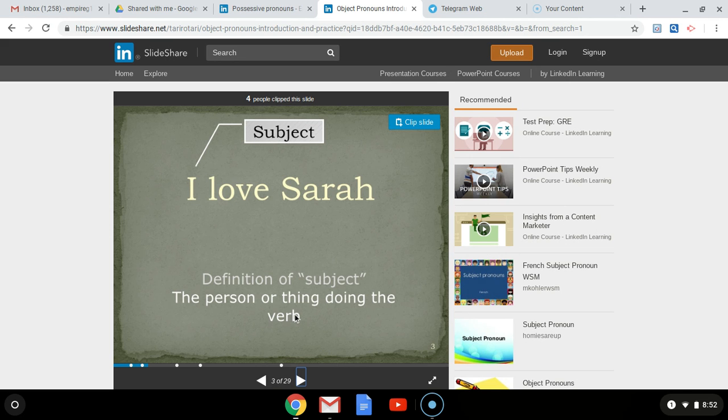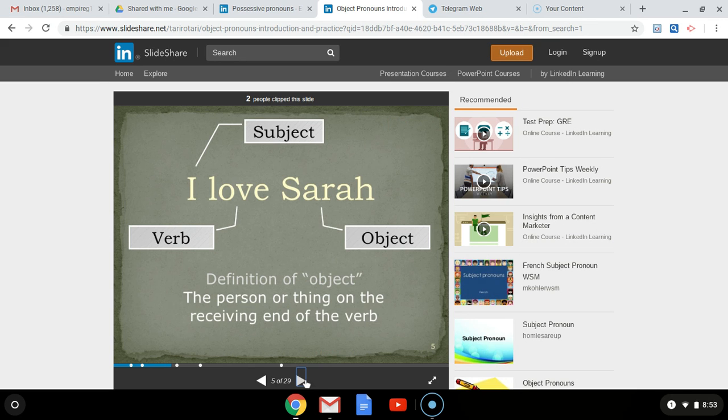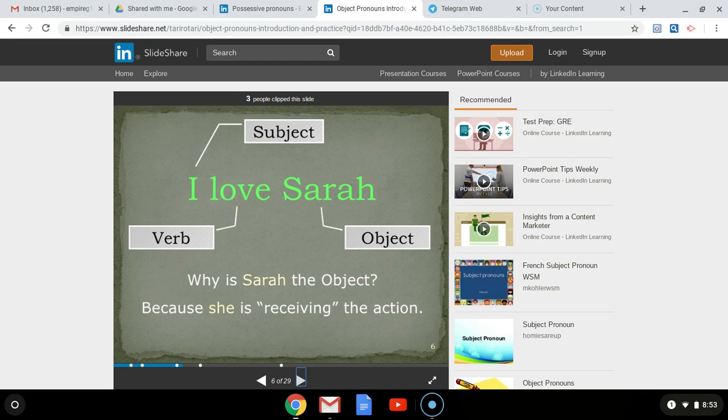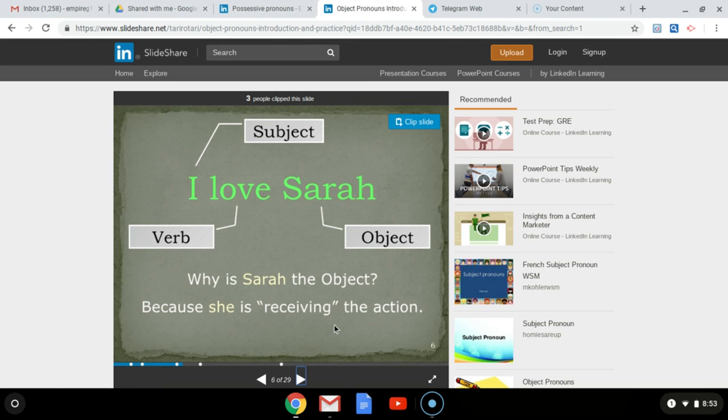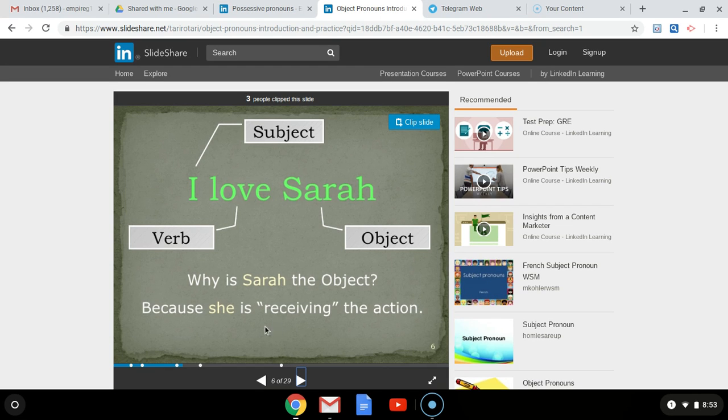This is the subject I, and the definition of subject is the person or thing doing the verb. Love is the verb or the action word, and Sarah is the object. So this is what I was talking about earlier. I love Sarah is a typical sentence. Sarah is the object because she is receiving the action. Sarah is being loved by the person talking, right?